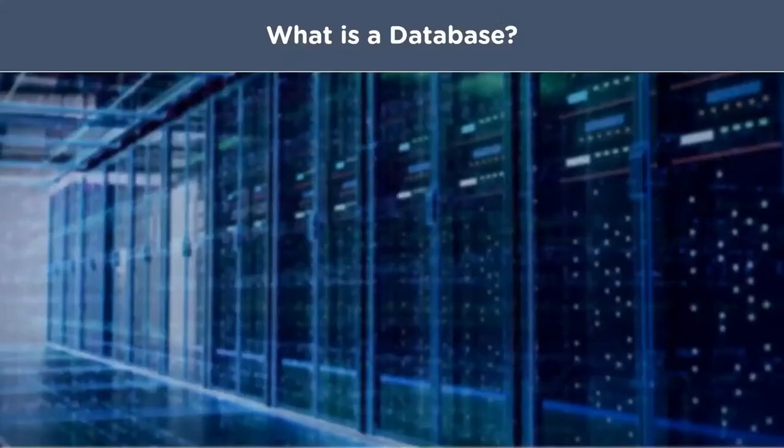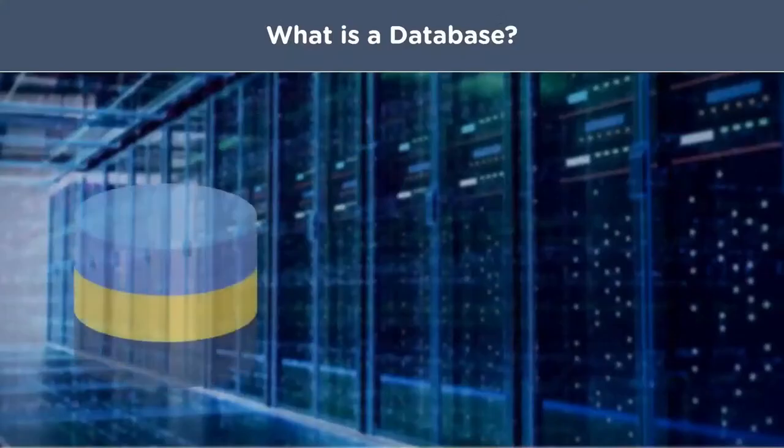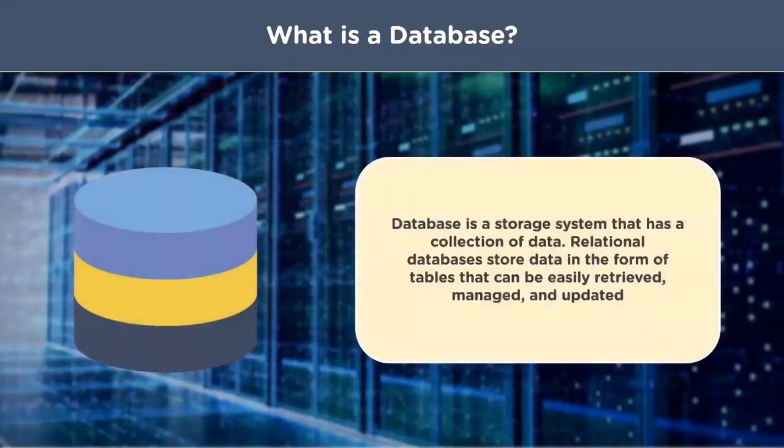Now let's get started with what is a database. According to Oracle, a database is an organized collection of structured information or data that is typically stored electronically in a computer system. A database is usually controlled by a database management system or DBMS. So it is a storage system that has a collection of data. Relational databases store data in the form of tables that can be easily retrieved, managed and updated. You can organize data into tables, rows, columns and index it to make it easier to find relevant information.